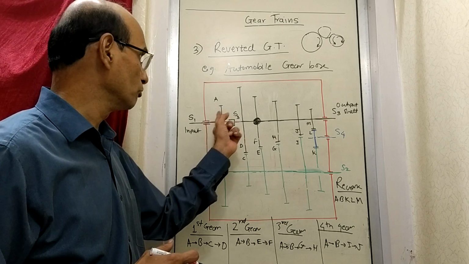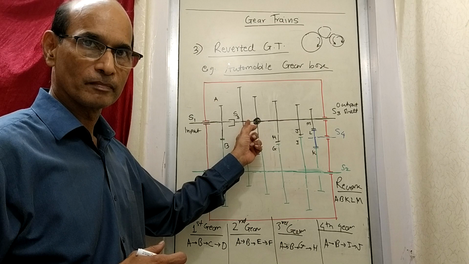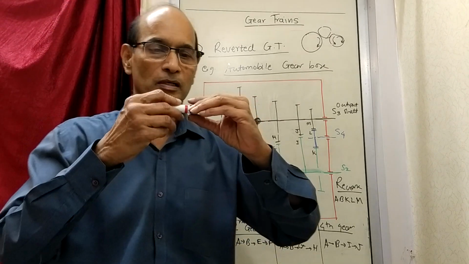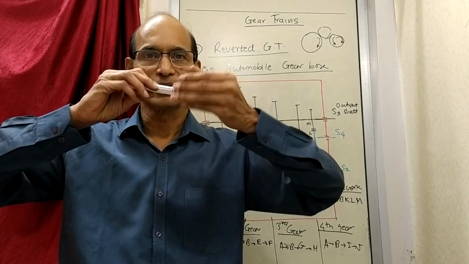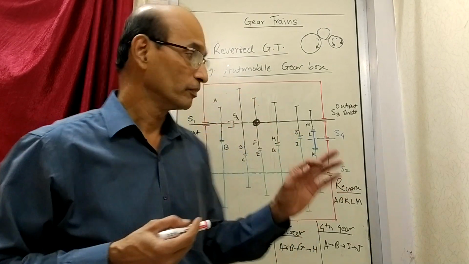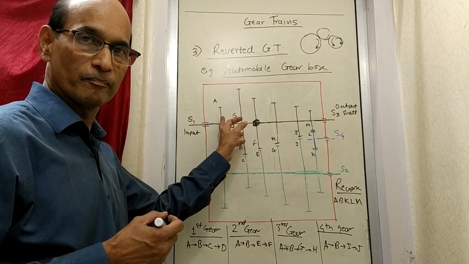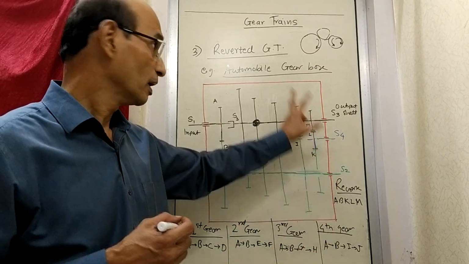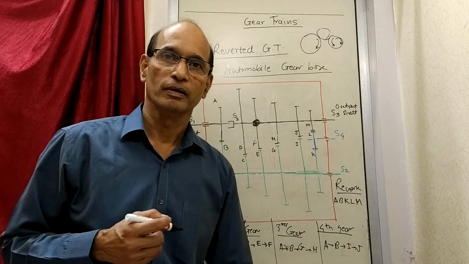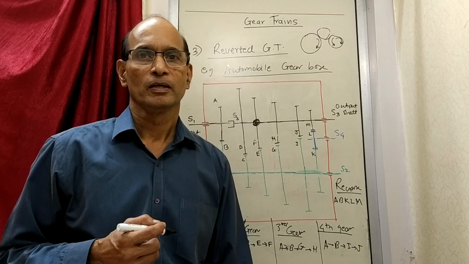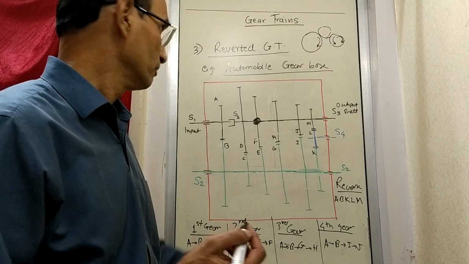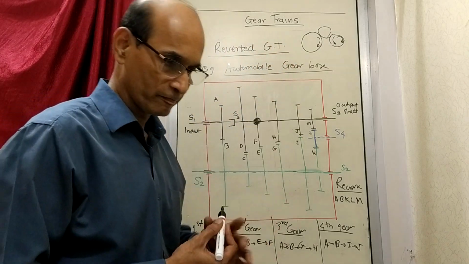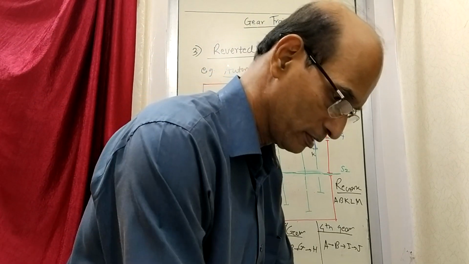So the speed of S1 will be different from the speed of S3. There is a bearing between the two. It is just brought in line, but the speed of this and the speed of this could be different. That is what is ensured by this arrangement. So this is the automobile gearbox, how it functions as a case of a reverted gear train. Okay. Now the fourth type of gear train, that is the epicyclic gear train, that we will see right now.